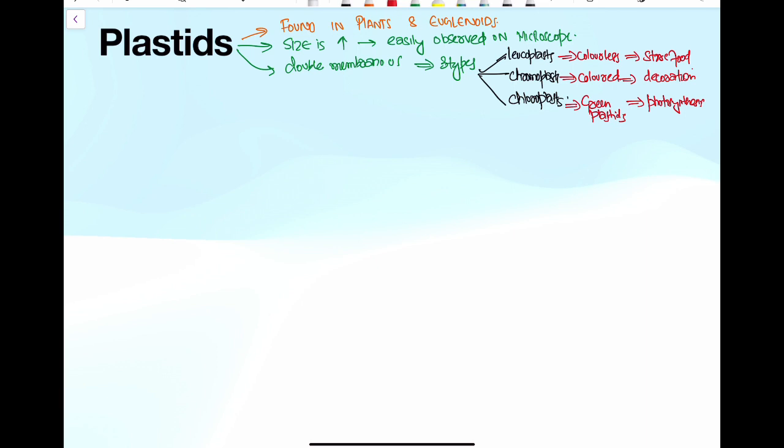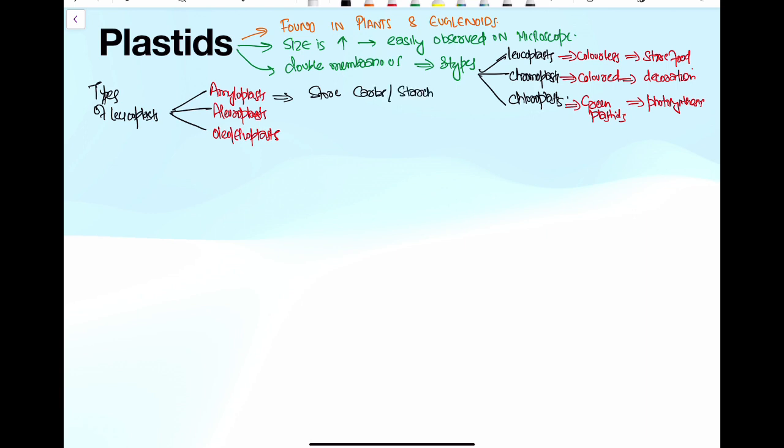You can be asked about the types of leucoplasts, so keep that in mind. Leucoplasts have different types: one is amyloplasts, second is aleuroplasts, and third is oleoplasts or elaioplasts. It depends on the type of food they store. Amyloplasts store carbohydrates or starch. Aleuroplasts store proteins. And elaioplasts store lipids. This is cool.